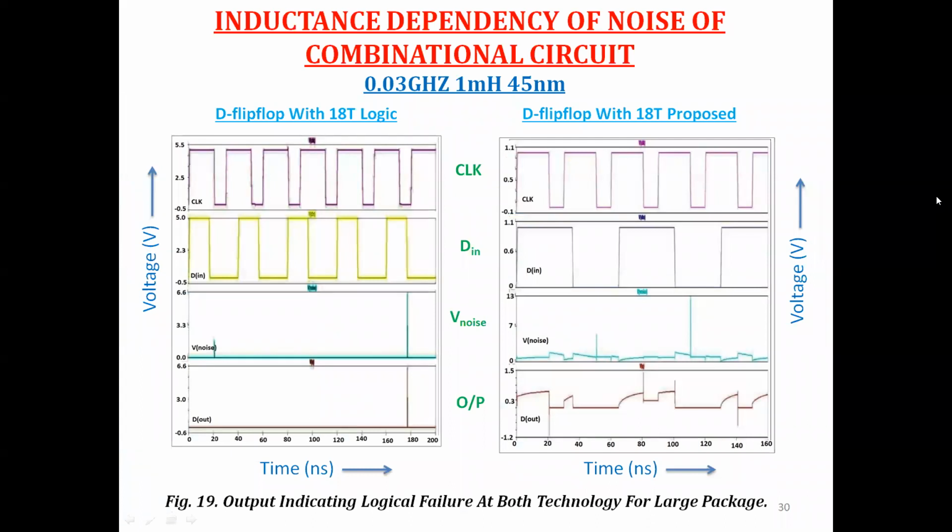Here we have compared the 18T CMOS D flip-flop and the 18T proposed D flip-flop for 1 millihenry at 0.03 GHz operating frequency for 45 nanometer technology. The output indicates failure due to large package inductance. But as compared to the 18T D flip-flop, the output of the proposed D flip-flop is a little bit the same as the output logic of D in.